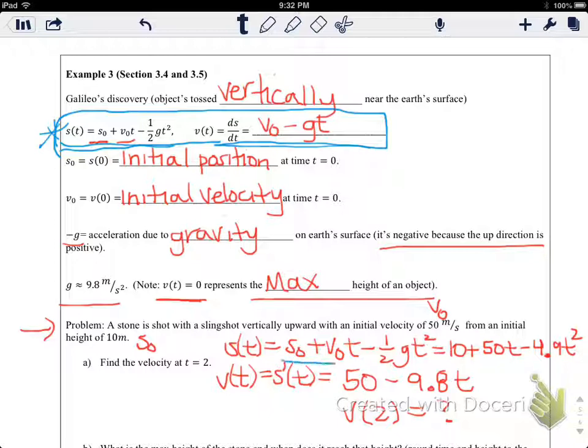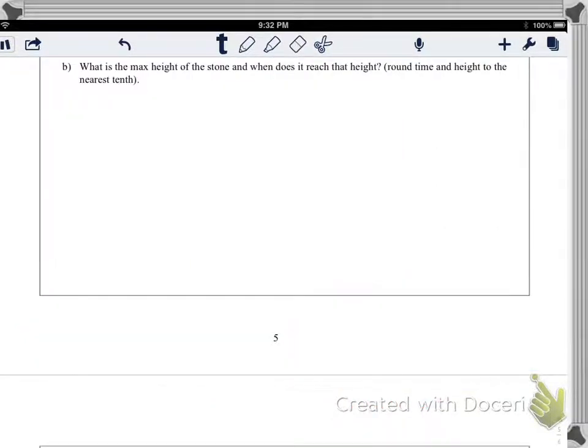I kind of squeezed it here, so hopefully you can read my writing. That's s of t equals s sub naught plus v sub naught times t minus 1/2 g t squared. With our given information, and g is 9.8, that gives us 10 plus 50t minus 4.9t squared. To find the velocity at t equals 2, we first need our velocity function. We take the derivative of s of t, which equals 50 minus 9.8t. And so v of 2, when you plug that in, you should get your answer. That's what I want you to figure out. Just plug in 2 and get your answer. Okay, now let's look at part B.